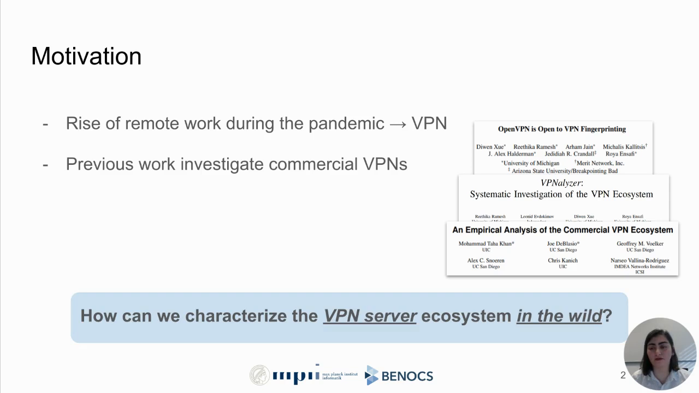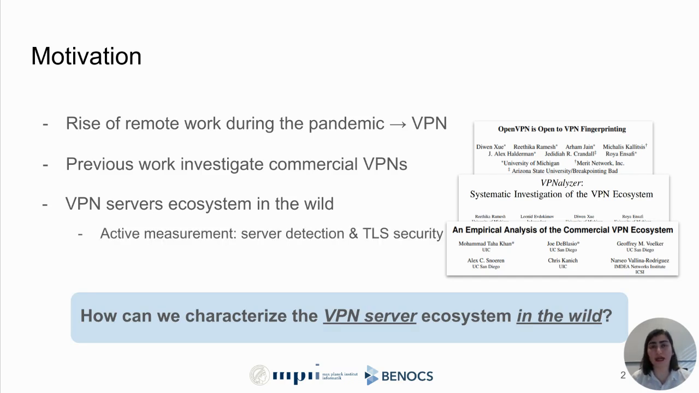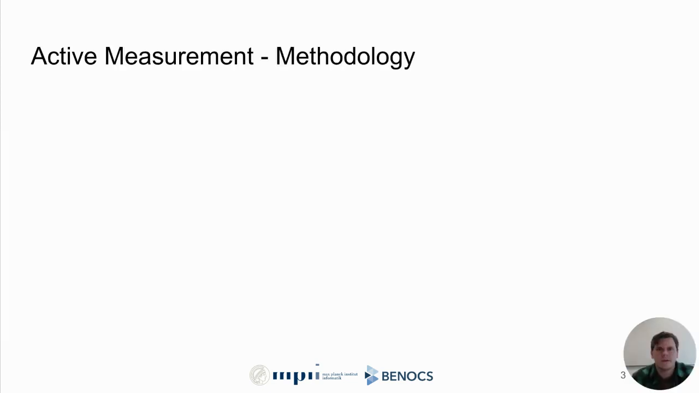In this work, however, we want to characterize the VPN server ecosystem in the wild, basically every VPN server that we can find on the internet. And for that, we use active measurement approaches to detect the VPN servers and then to analyze their TLS security. After that, we use passive measurement techniques to detect VPN traffic in a large European ISP.